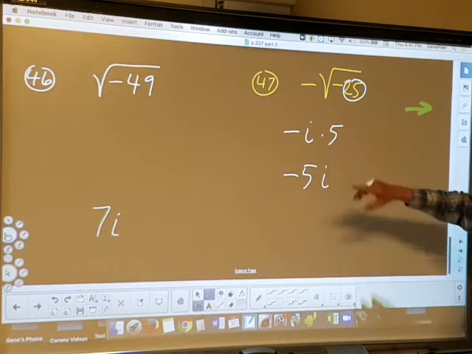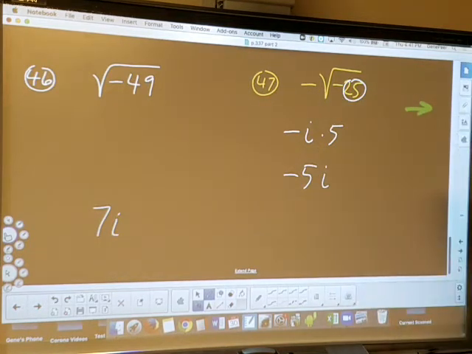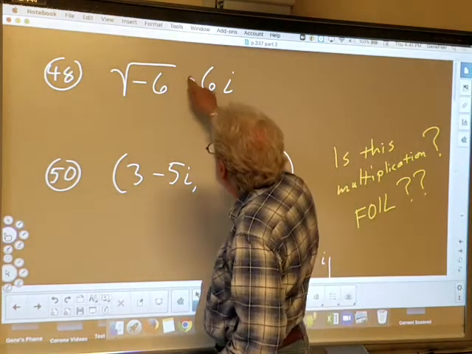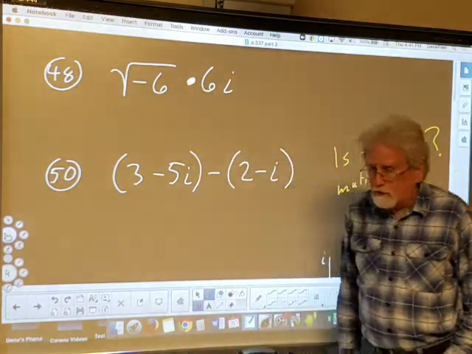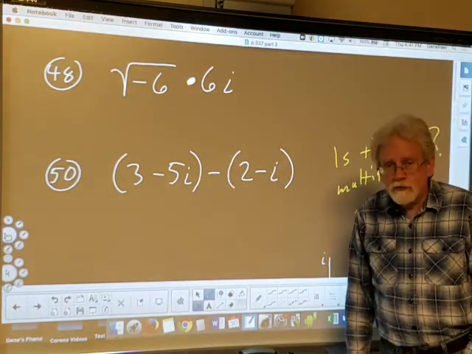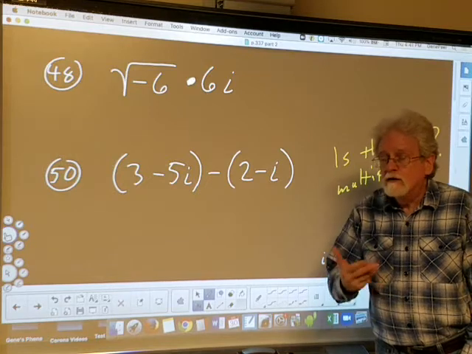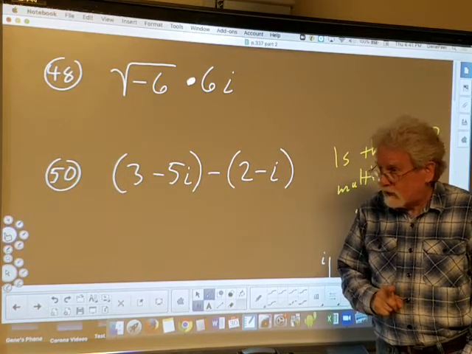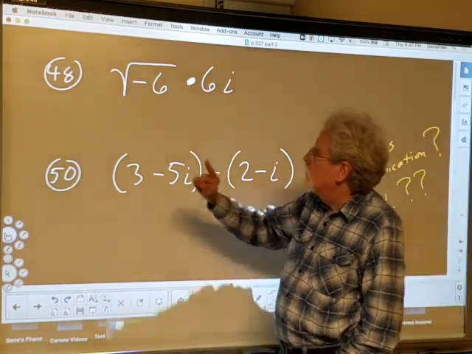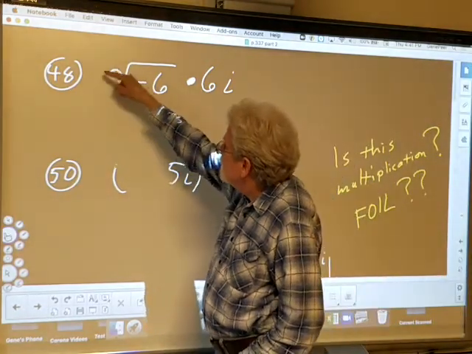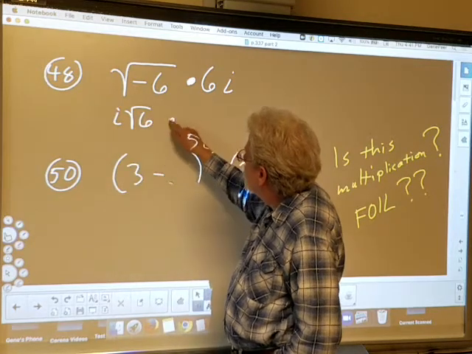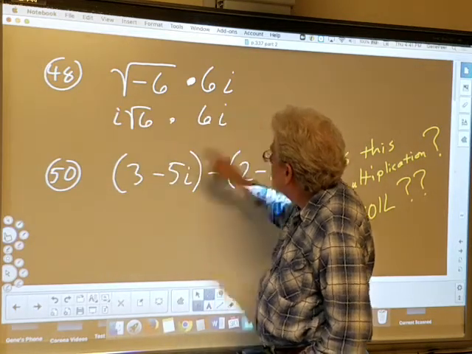And that one, by the way, is in yellow. It was not assigned. But it's very important. Number 48. Before you multiply imaginary numbers, you must put them both, or I should say put them all, in i form. Otherwise, you're going to get confused and mess up. We've got to put them in i form. So pop its i out, pa-ching! This becomes i times the square root of 6. And we're multiplying by 6i.